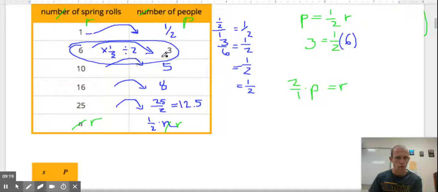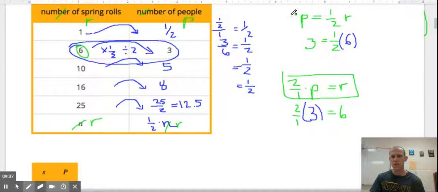P. So P is the people. So P is 3. I have to multiply that by 2 over 1. 2 over 1 times 3, 6. Yep, that's what I got out. So either one of these equations will predict something. And it's nice to have 2 because maybe I'm only given the number of people in a situation. That will tell me how many spring rolls I need. Or maybe I'm given the other situation. I have this many spring rolls. How many people could I feed? So different equations help with different situations.